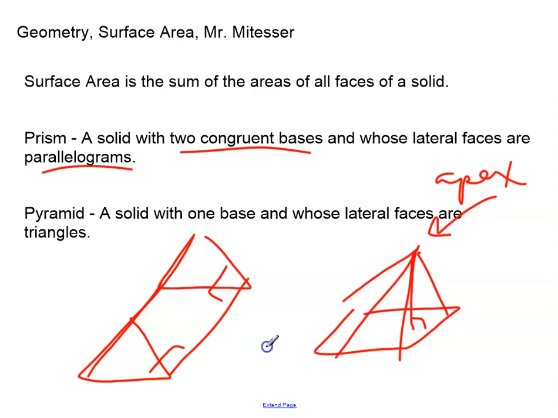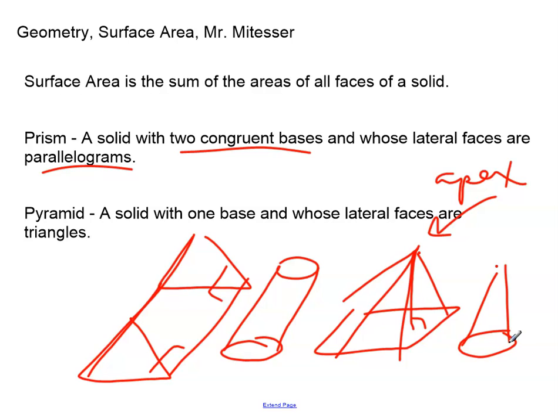Now, a cylinder is a circular prism. It has 3 faces: the 2 circles and then the rectangle around. And then a cone is a circular pyramid. Now, there are only 2 faces, the circle, and then you're going to see in a little bit the other face.